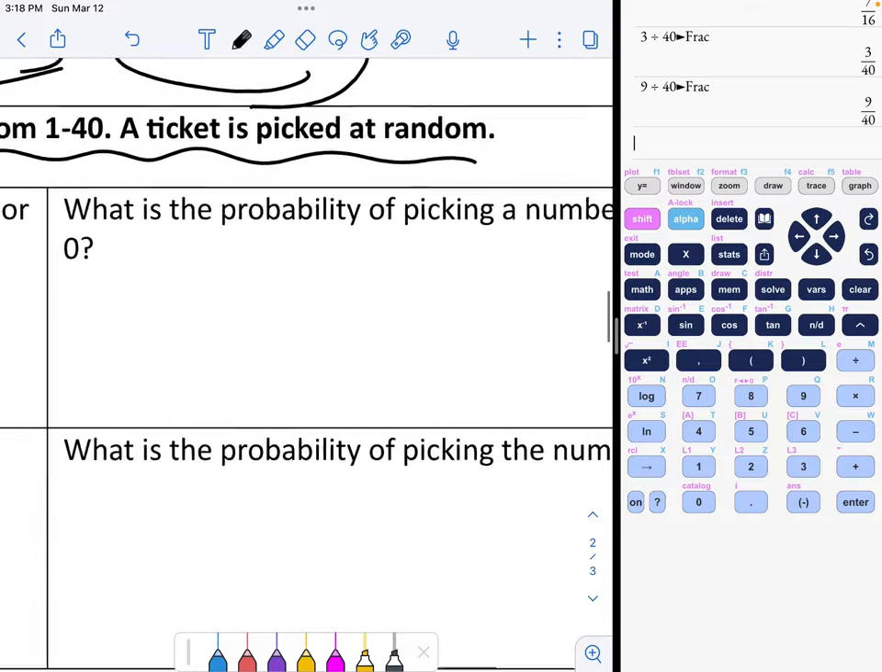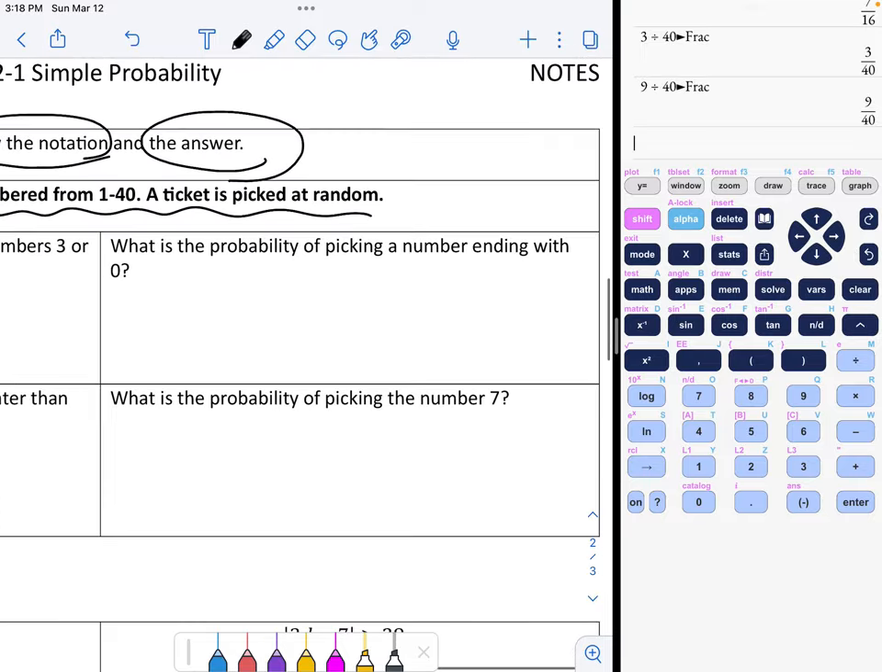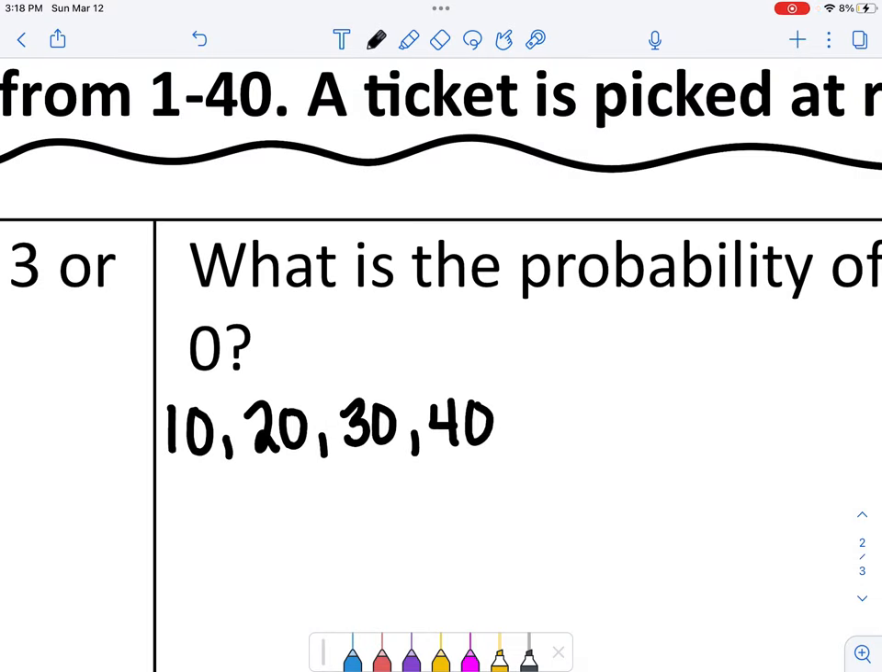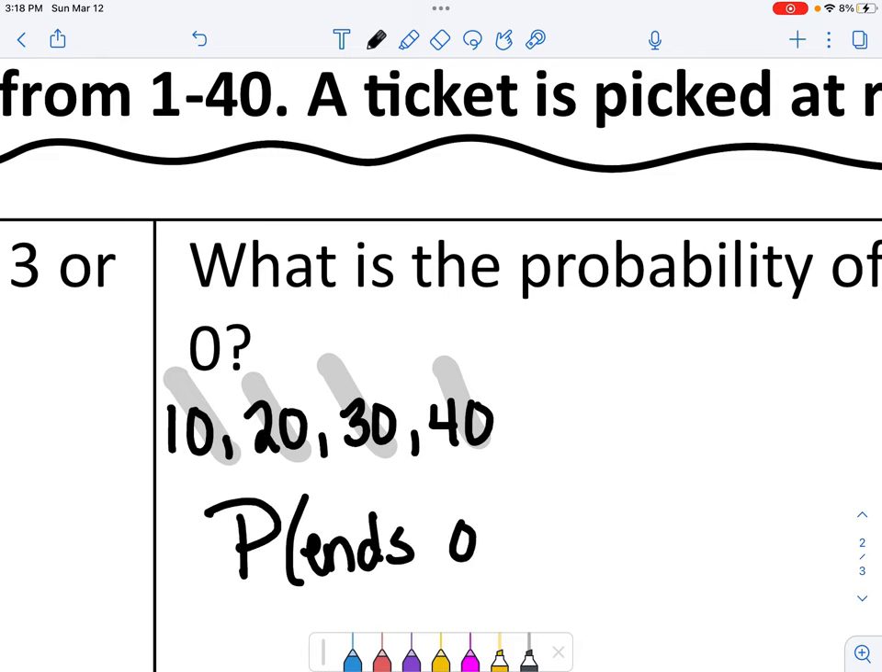The probability of picking a number ending with 0. So on 1 through 40, 10 ends with 0. 20 ends in 0. 30 ends in 0, and 40 ends in 0. 1, 2, 3, 4. So my probability of picking something that ends with 0 is 4 things that I wrote right here. There's 4 possibilities out of 40 total.